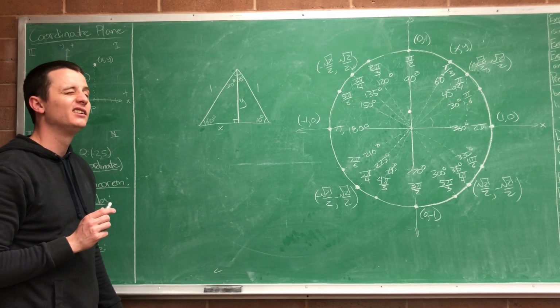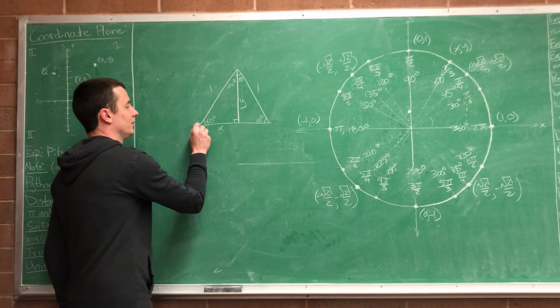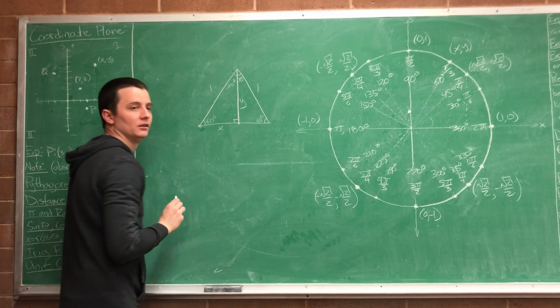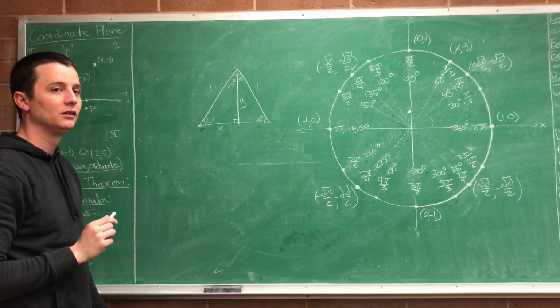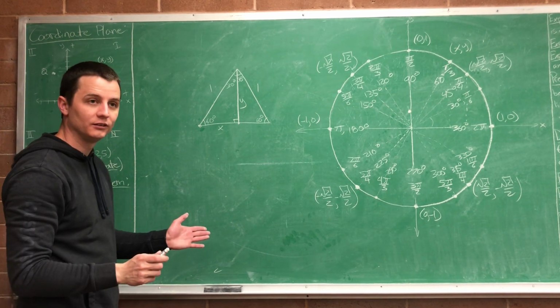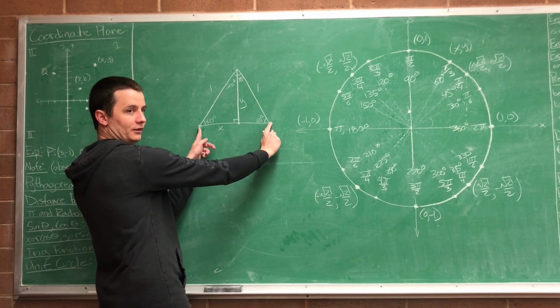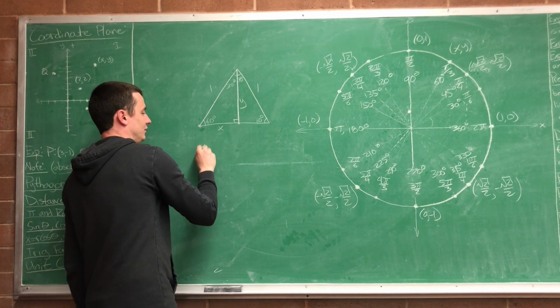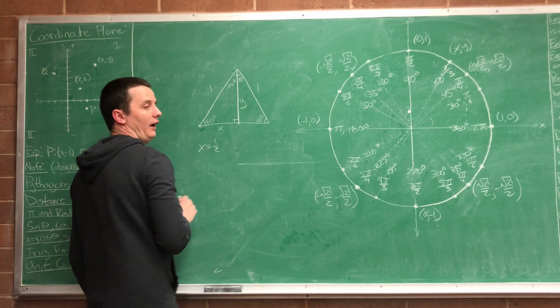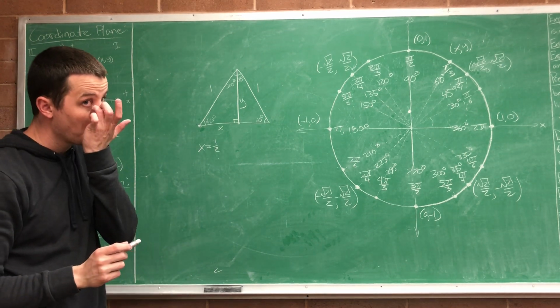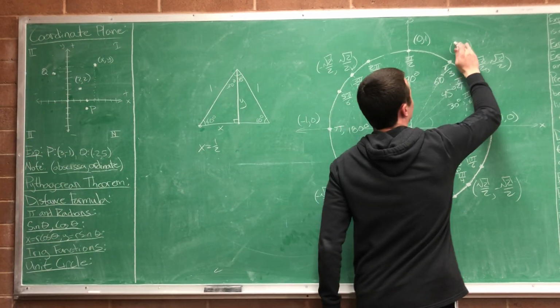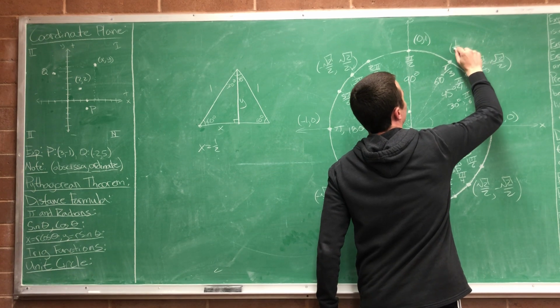So what is x? x is the distance from here to here. 1 half, right? This distance is 1. x is half that. So x is equal to 1 half. And now we just need to figure out y. So x we know is 1 half. Now we need to figure out our y.